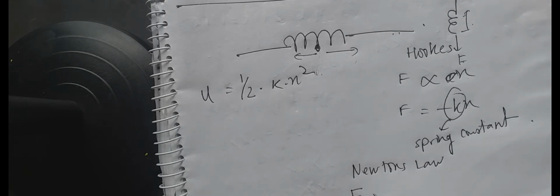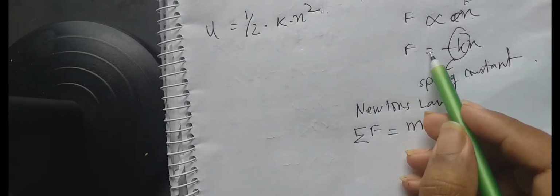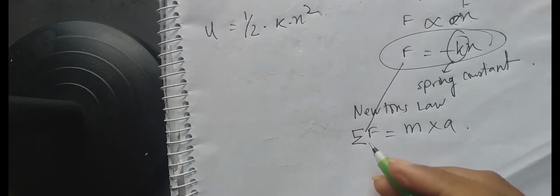And from Newton's law, force is mass into acceleration. So as we see that force is this, if we substitute it, it becomes minus kx equals ma, and in terms of acceleration we get minus kx divided by m.